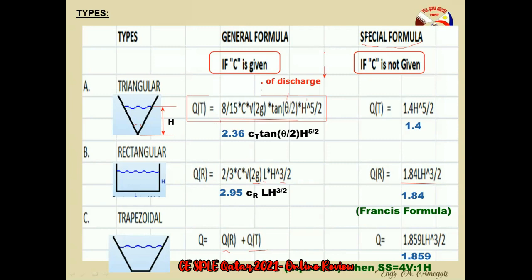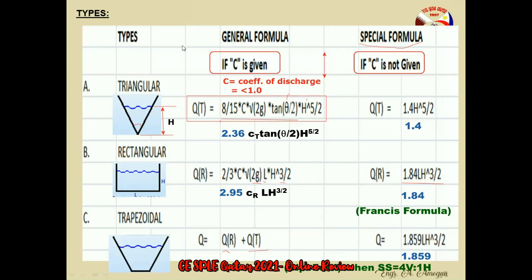Ito 2N, ito 1N, so one side lang. Ipupush niya dito sa gilid, so effectively liliit yung width ng weir. In case of rectangular weir, meron pang special case na kino-consider yung velocity of approach, pero konti lang yung diperensya. So just always neglect the velocity of approach.